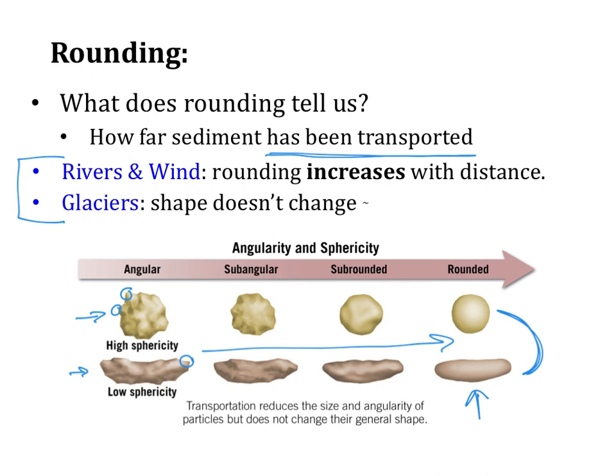So we can have angular pieces, subangular pieces, meaning that the sharp edges are beginning to get rounded off, sub-rounded, mostly rounded, and then very rounded, where you have basically really smooth pebbles.